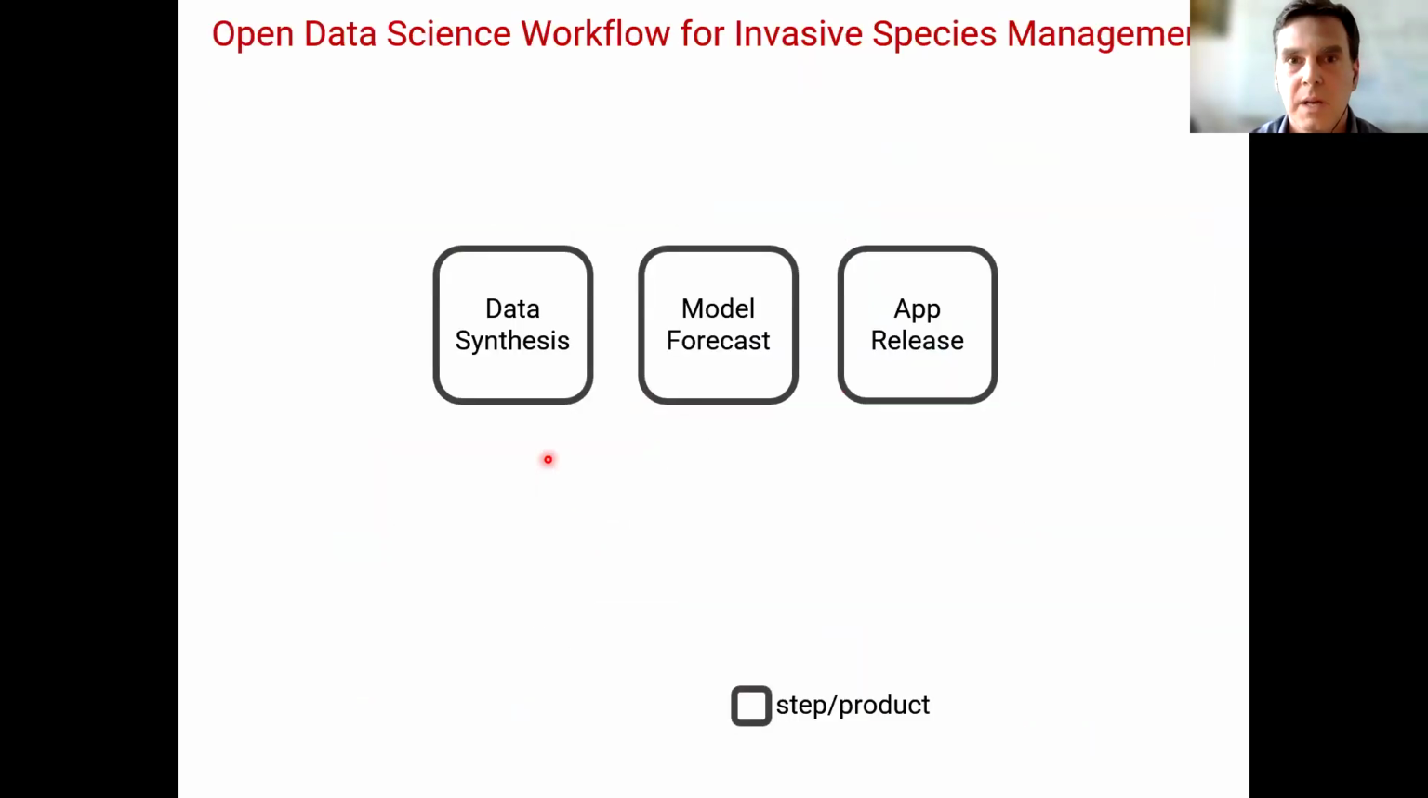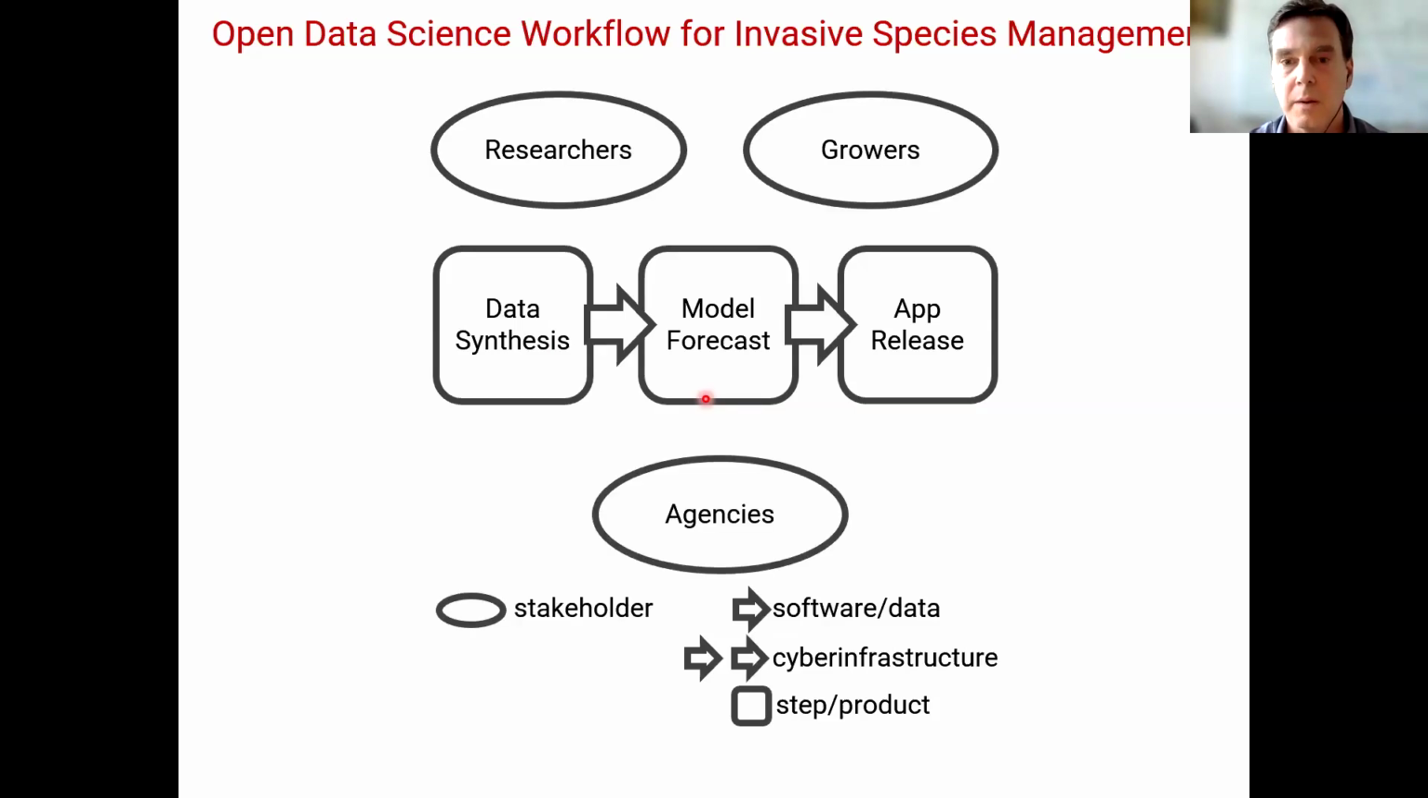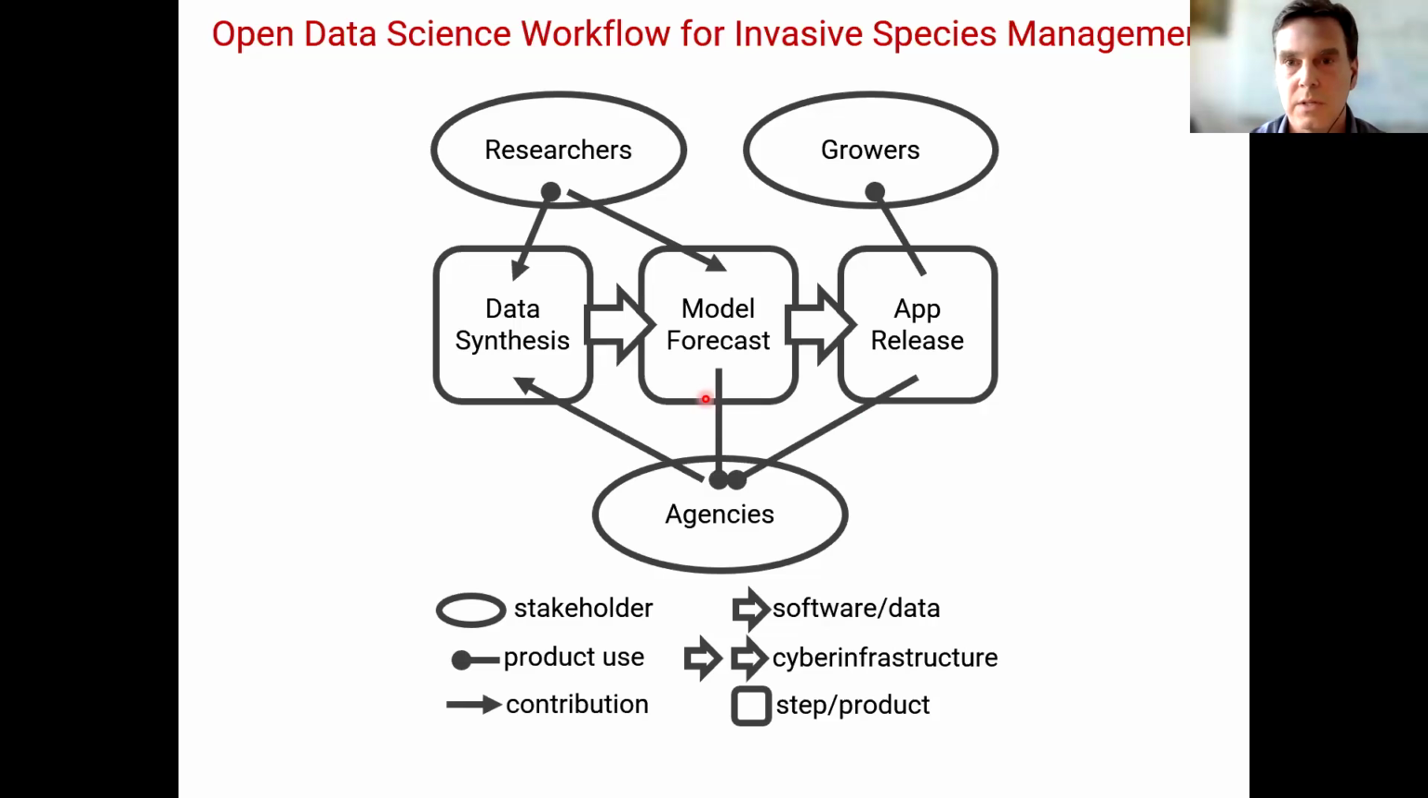And so we've come up with this workflow that we think about when we're doing open data science for invasive species management. You'll see these themes when I start to talk about the individual examples for spotted lanternfly, where we focus a lot on data synthesis, then our modeling, model forecasts or risk assessments, and then we have some type of app release. You have software and that cyber infrastructure that links this up. But as we're developing these workflows, we are thinking a lot about the stakeholders. In our case, we're dealing with researcher stakeholders, growers, and also agencies. And those researchers, growers, and agencies all either use our products or contribute to those products by contributing data or insights, et cetera.